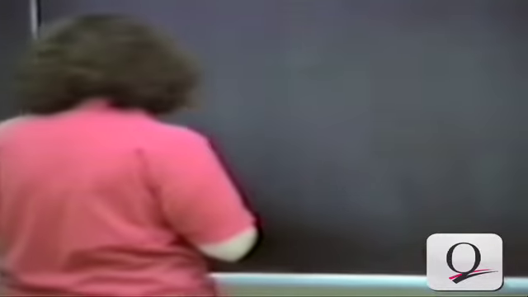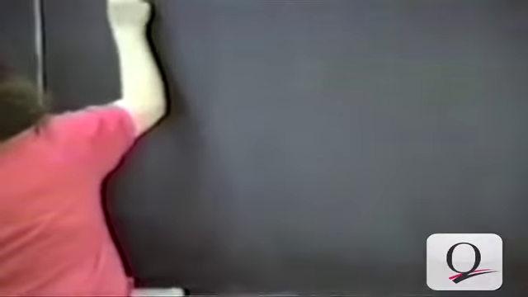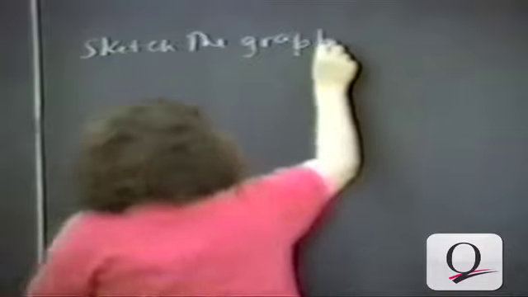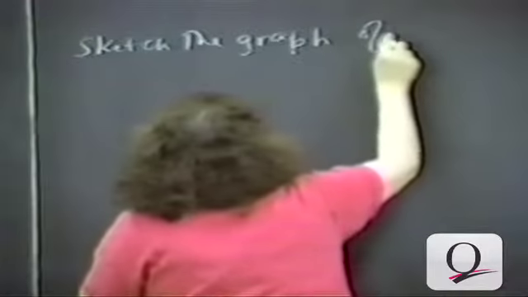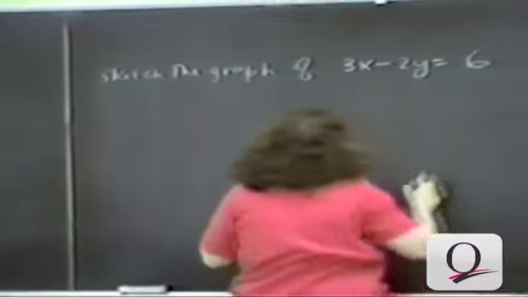In this videotape, we're going to review some of the questions on lines that are frequently asked on the CUNY assessment test. Now, in an earlier videotape, we learned how to sketch the graph of a straight line from its equation. For example, we had a problem like this. Sketch the graph of 3x minus 2y equals 6.